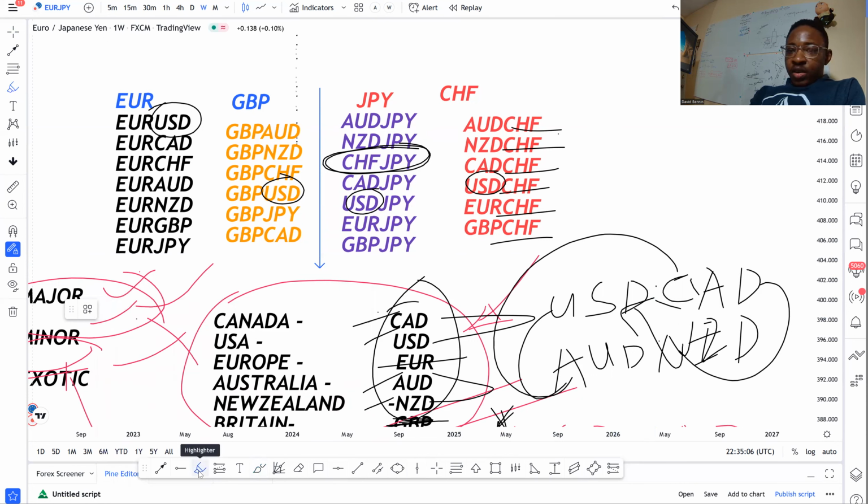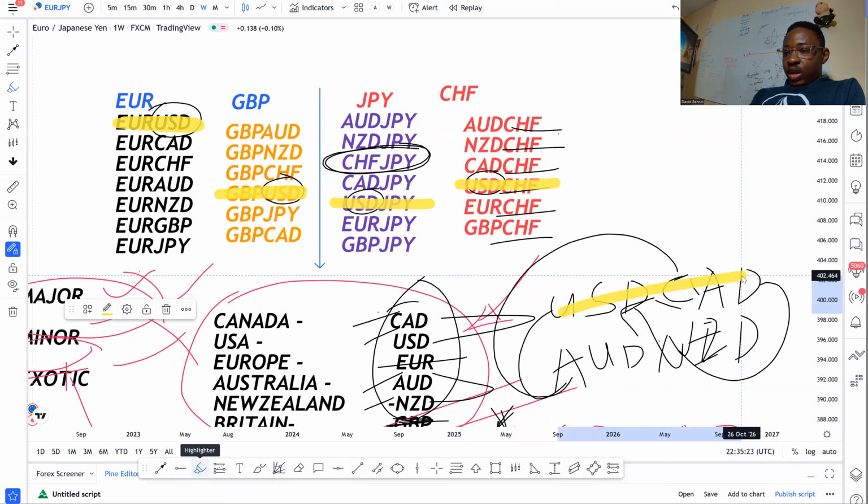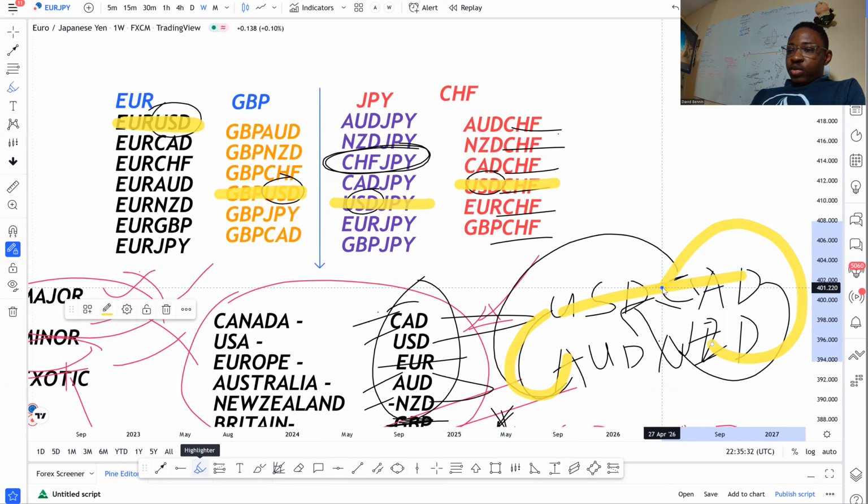So let's identify those ones. So we have Euro USD, Pound USD, USD Japanese yen, USD Swiss franc, USD CAD, and we have AUD USD, and then NZD USD. These are referred to as the major currency pairs because they have the dollar in them.